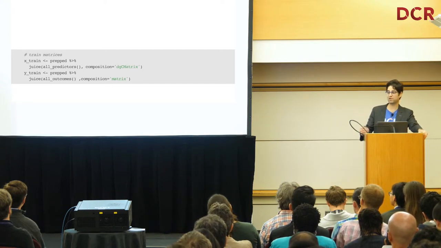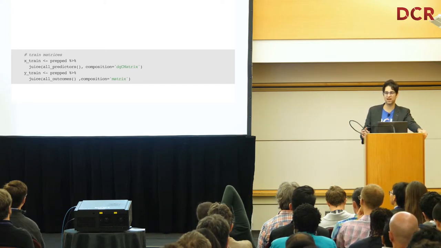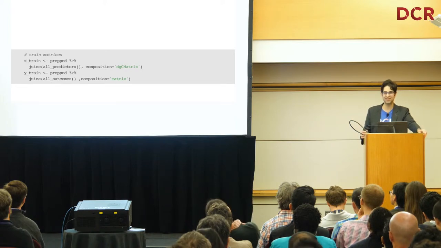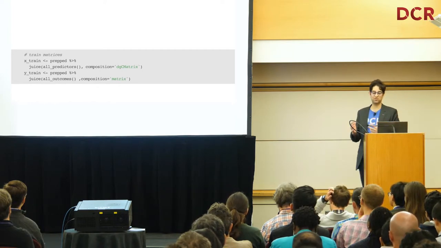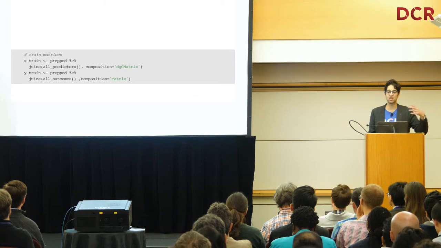So we take our prepped recipe object and we juice it. And this is how we get the training data out of there. Yes, you're going to be juicing and baking. Thank you, Max. So we're going to be doing this because we don't have to do the calculations again. That's the benefit of juicing. We get our X and Y.